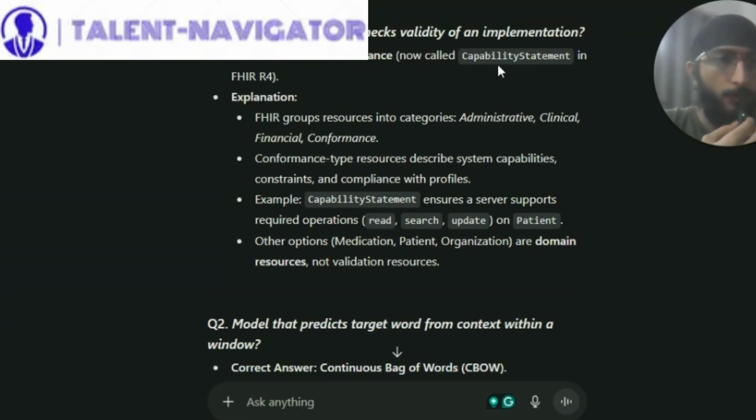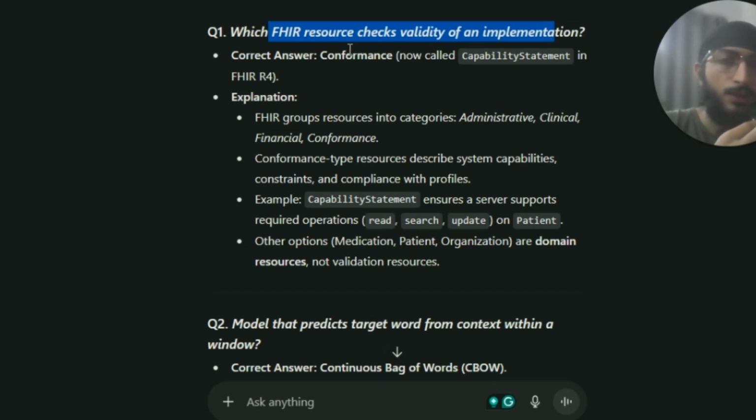Now going over solutions for the computing for medicine quiz. Which FHIR resource checks validity of an implementation? So the correct answer is conformance, now called capability statement in FHIR R4.